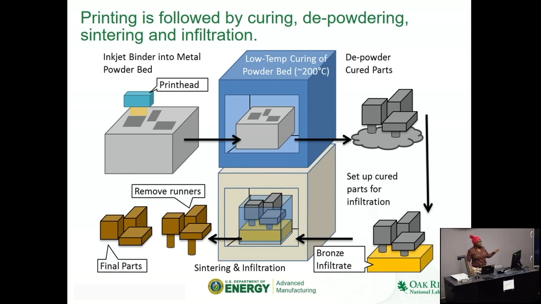So once you go through that process of building your actual part, it's followed by a curing step, a depowdering step, sintering, and then infiltration. Your curing step is used to cure in a low temperature furnace to dry the solvent out of your binder. Your binder is a combination of a polymer, some type of surfactant for dispersion, and other chemicals that help hold these metal particles together.